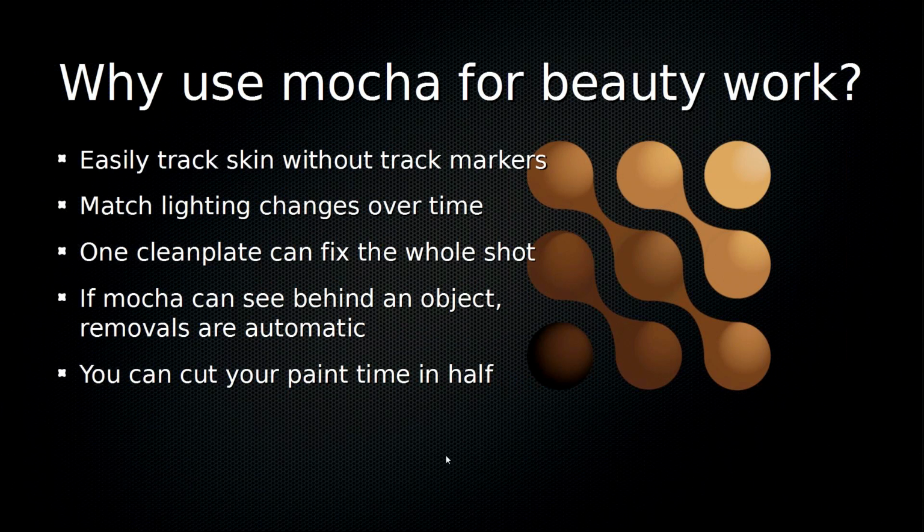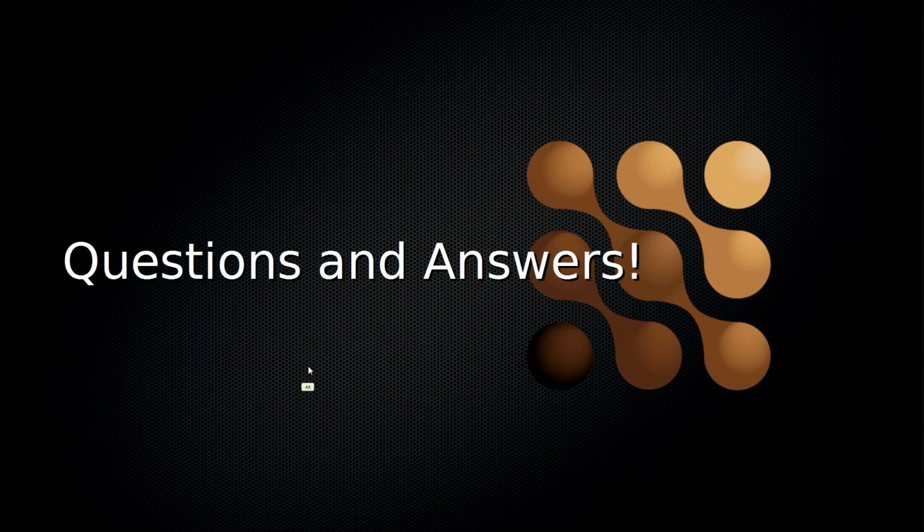We're going to be talking about how one clean plate can fix your whole shot, or when to use multiple clean plates, and I have an example of that I'm going to show you. We're going to talk about what you do when Mocha can't see behind an object. For most Mocha beauty work projects, you won't be able to see behind the objects because they'll actually be on someone's face or something like that. So we'll show you how to use these clean paints, and basically we're just going to show you how you can cut your paint time in half, and then we will answer questions.